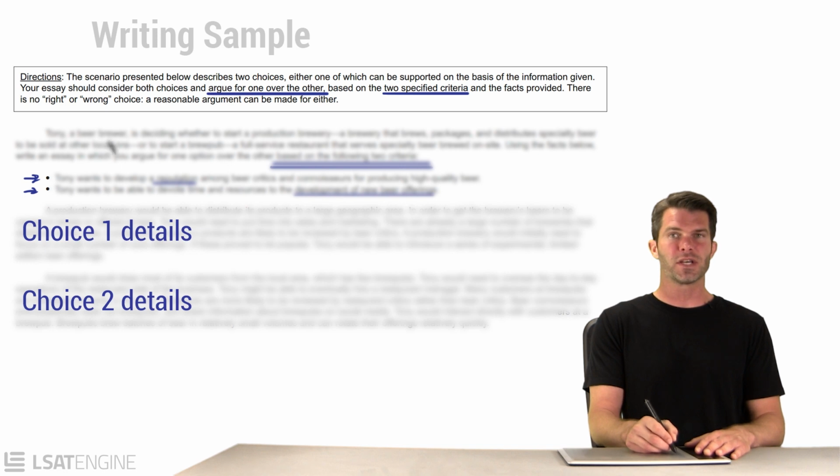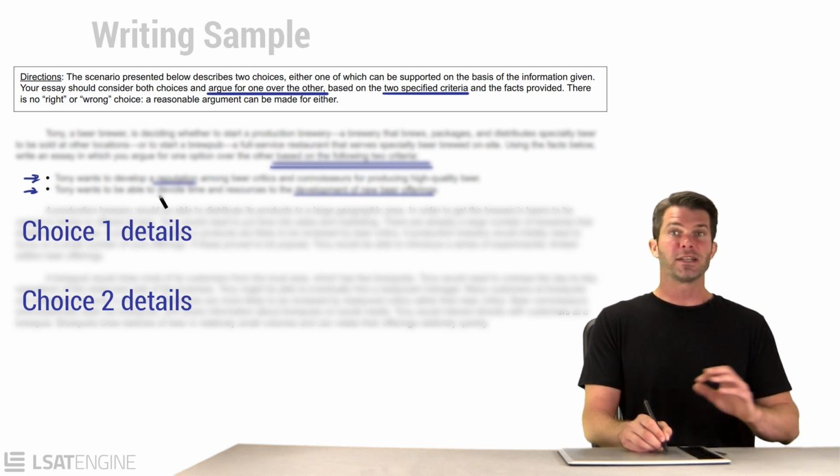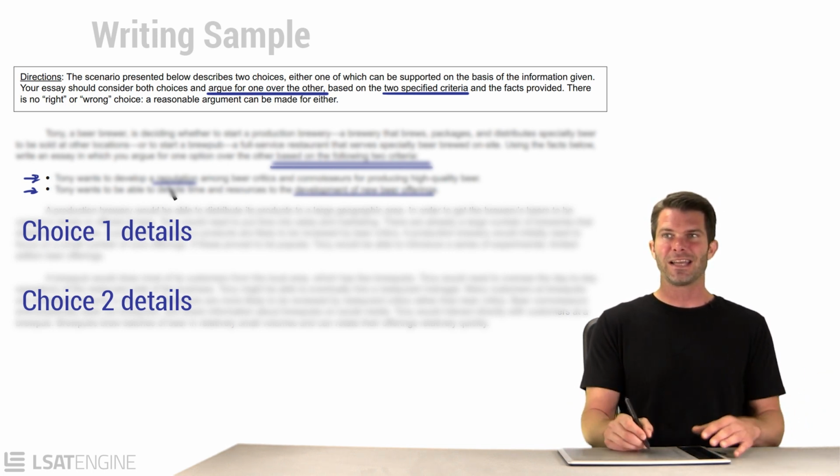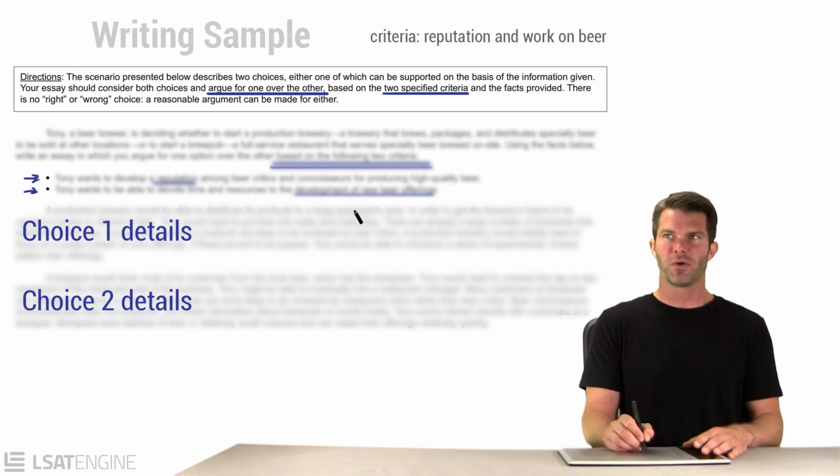So when we make our decision whether he should start a production brewery or a brew pub, we can only appeal to these 2 things. It doesn't matter if one of those 2 options would make him a lot more money or if they would be close to his favorite place, his hometown. Like, we don't care about anything except Tony's reputation and his ability to spend time making new kinds of beer. These are the things that Tony cares about.